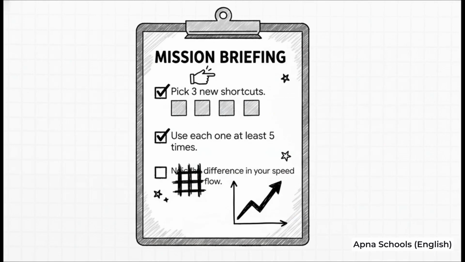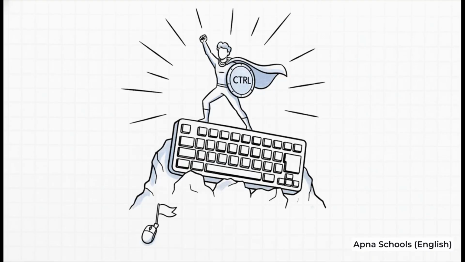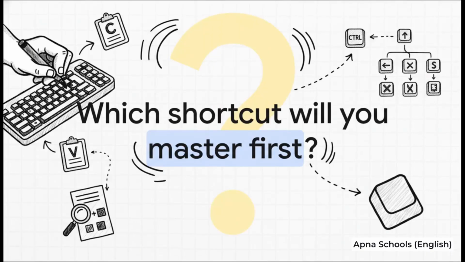So here is your mission, should you choose to accept it, for the next 24 hours. Pick your three shortcuts. Use each one at least five times, and just pay attention to how it feels. Notice that little moment of saved time, that smoother flow from one thought to the next. You've got the tools, you've got the knowledge. You no longer have to be a servant to the mouse. You are now officially in command of your keyboard. So, I'll leave you with this question: of all the commands we've gone over, which one are you going to master first? Pick one and start that journey from mouse dragger to keyboard commander right now.